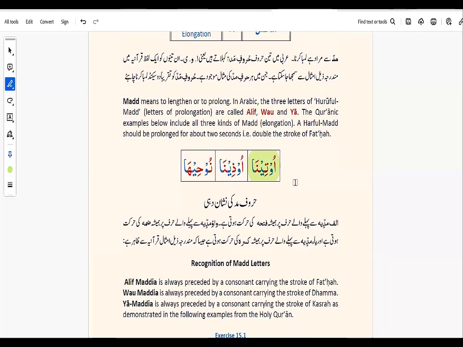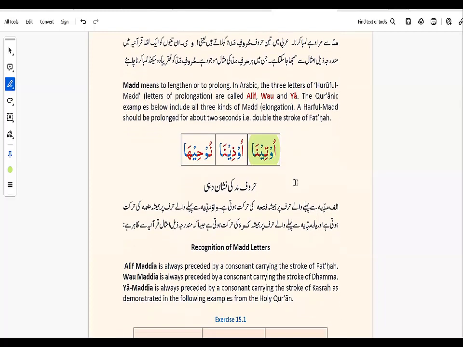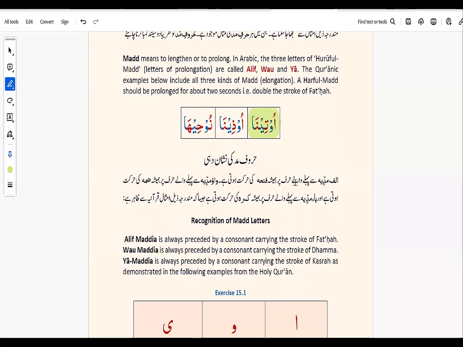So now we will be going into further detail below. As learnt in last classes, alif madiyya and waw madiyya. So today we'll be doing ya madiyya. Ya madiyya, recognition of mud letters for today, is always preceded by a consonant carrying the stroke of kasra, as demonstrated in the following examples.